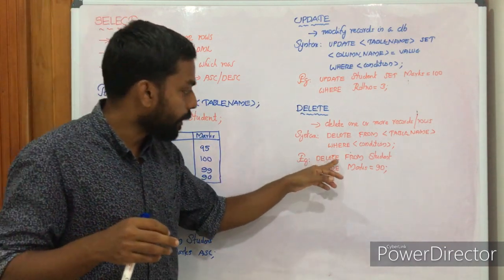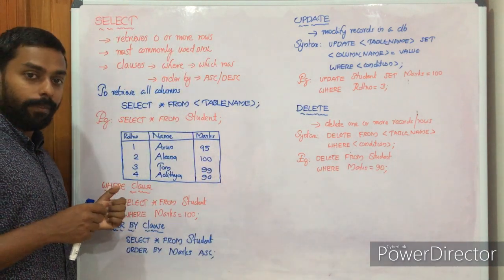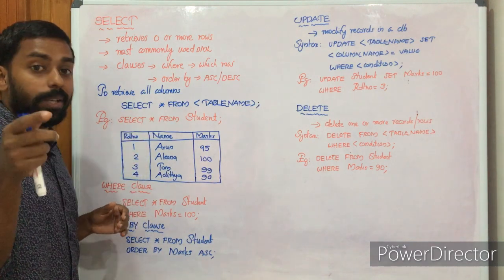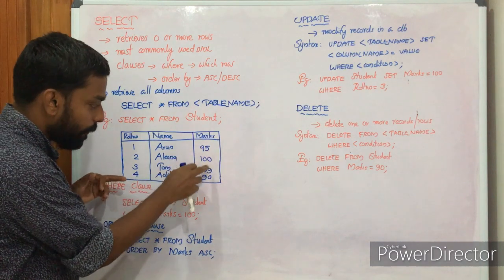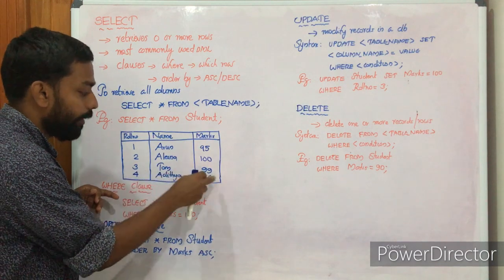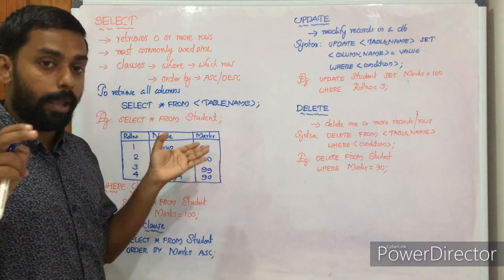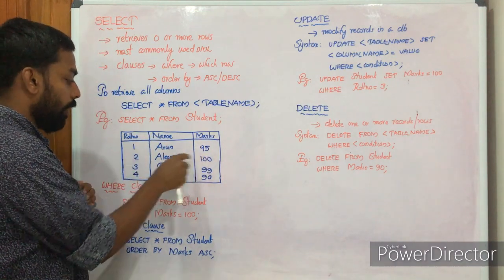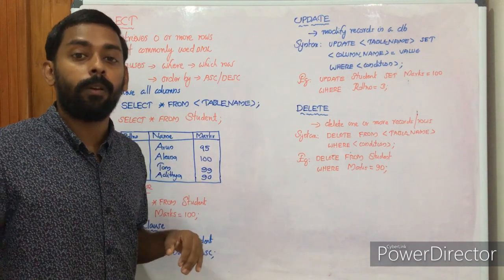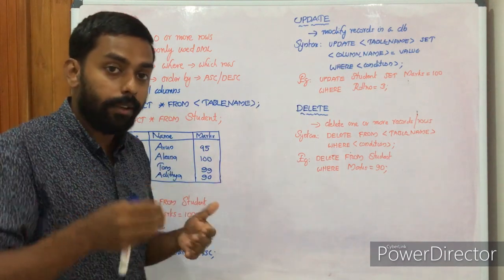Here we have an example: delete from student where marks equal to 90. There is a master table. What happens is it searches for marks 90. Here we have one marks 90, so Aditya's row will be deleted, meaning just after that we will have only 3 rows in the table: 1 Arun 95, 2 Alina 100 and 3 Tom 99, and 4 Aditya 90 will be removed from the original table. So this is how we can apply the delete command.